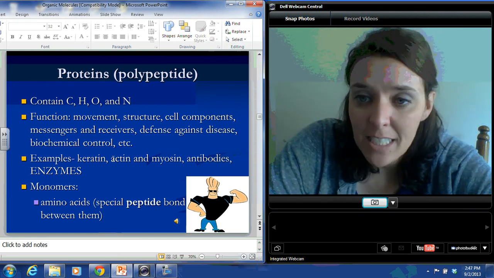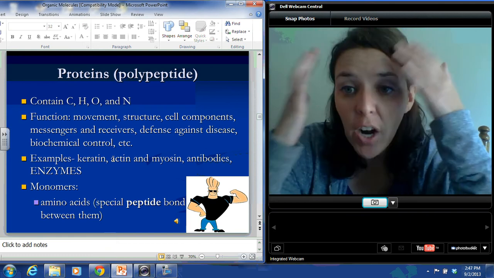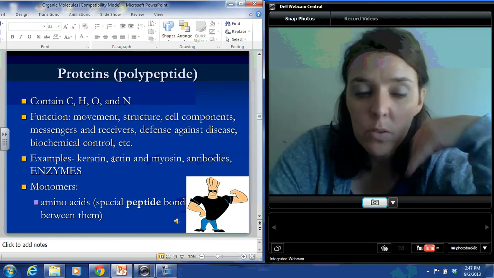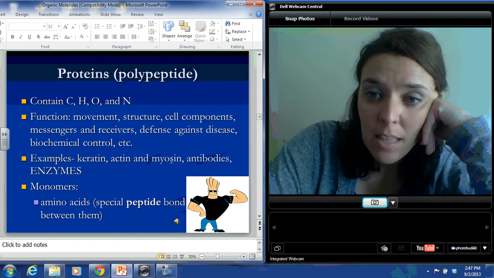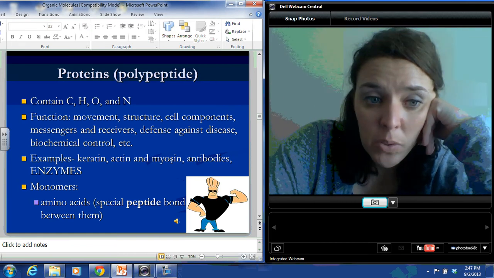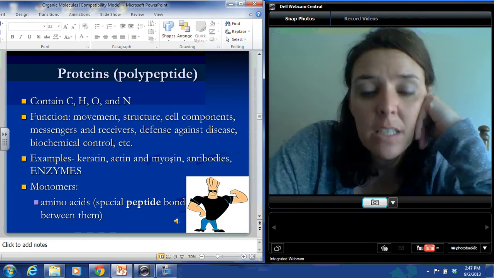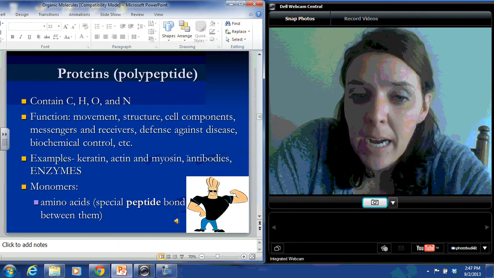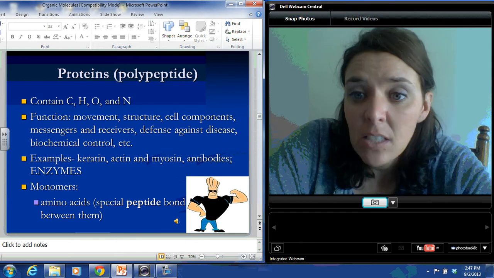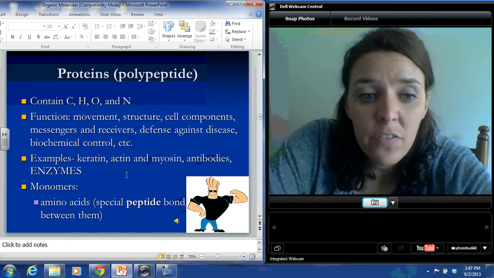Examples are keratin, that's in our skin, in our hair, on our nails. Actin and myosin are another example. That is the protein that is found in your muscles, which again help with movement. And then you have antibodies. Hopefully you've heard of that. That's in your immune system, so they help us fight off infection.